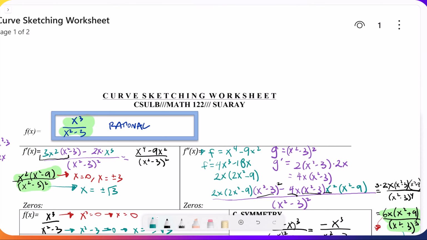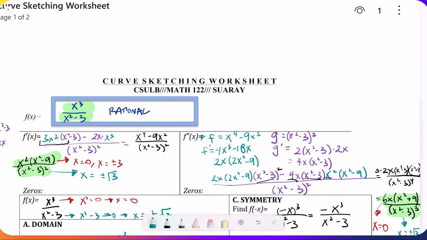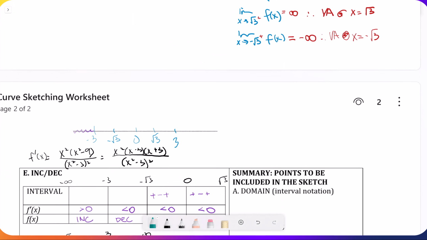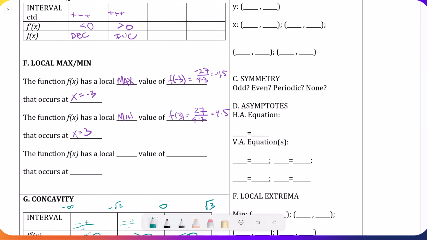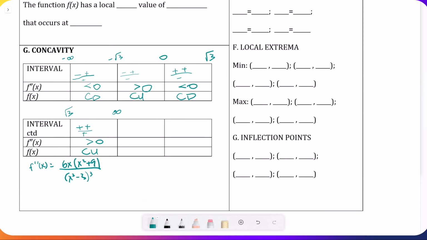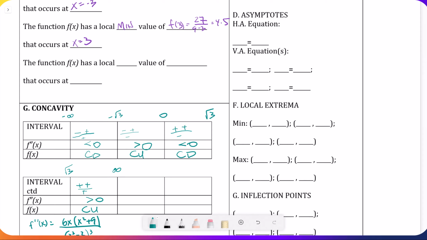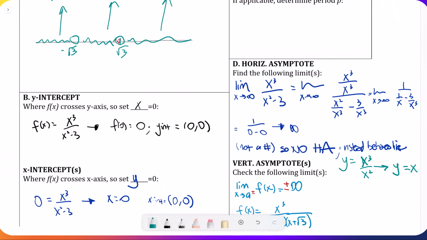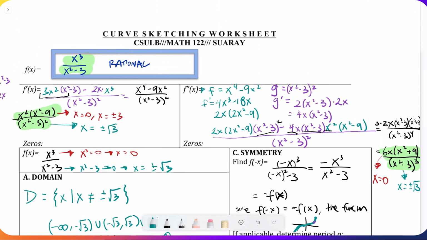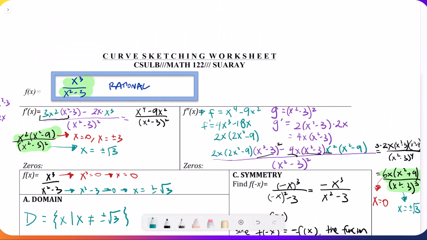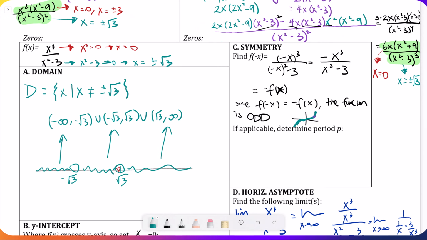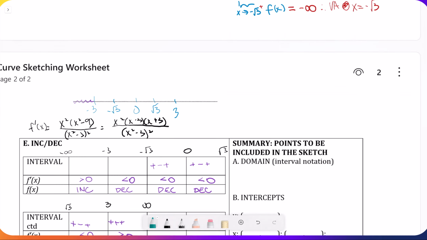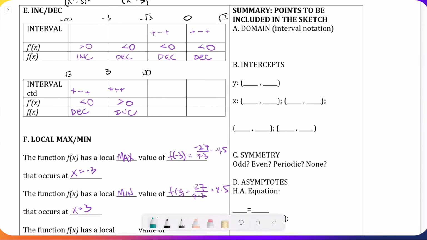All right, so we have completed a curve sketching worksheet for this rational function x cubed over x squared minus 3. We have not used our graphing calculators or computers to identify what this thing looks like, but we have identified so many visual properties of it simply by looking at analytical results, function evaluations, limits, derivatives. So everything we've done in this course to this point, we're doing it all in one problem. So let's bring it all together.